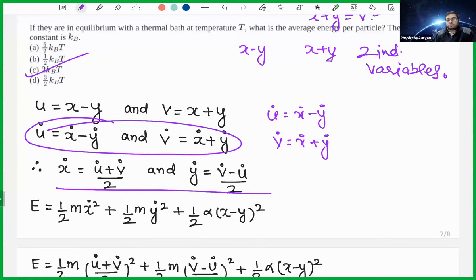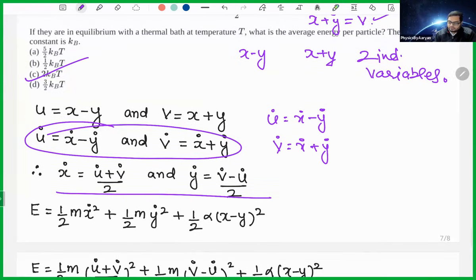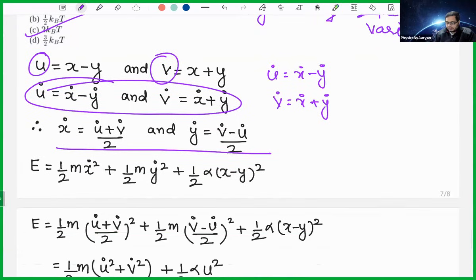In the end, I will also prove to you why u and v are independent. This is very important. Okay, can I write my total energy as half m x dot square plus half m y dot square, and this is my potential? Because it is kinetic energy plus potential energy.